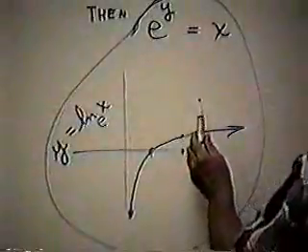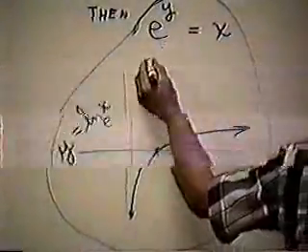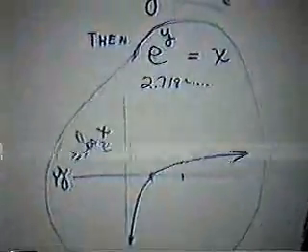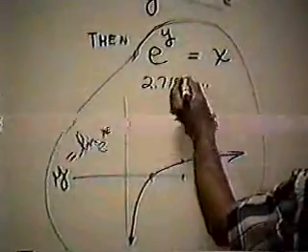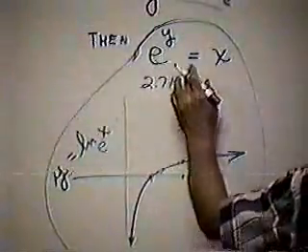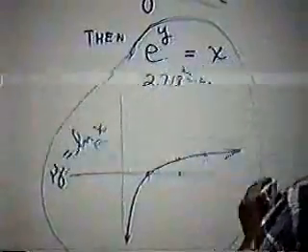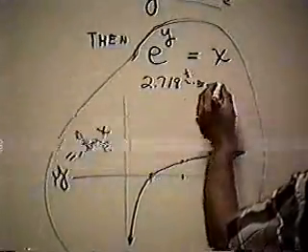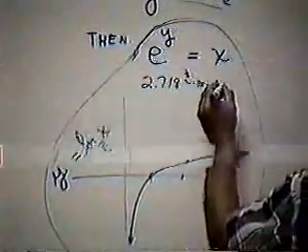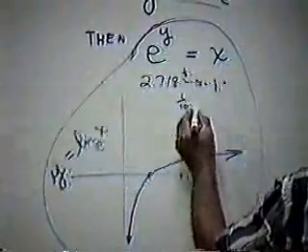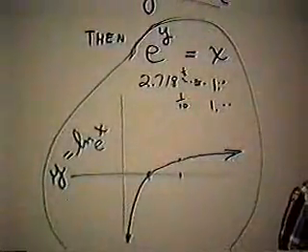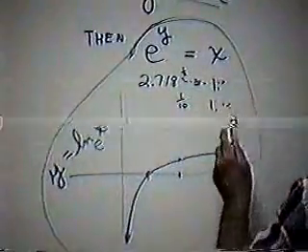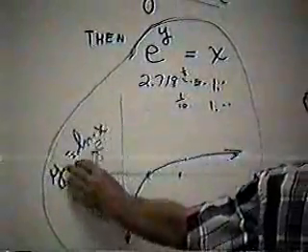Now let's see why. If I have e, and e is a number 2.71829 and so on forever, and I raise that to the first power, I get 2.718. If I raise it to the 1/2 power, then I get a number smaller than that, let's say 1 point something. If I raise it to the 1/10 power, I get 1 point something. Well, that means x will never be negative, so there's no curve over there.